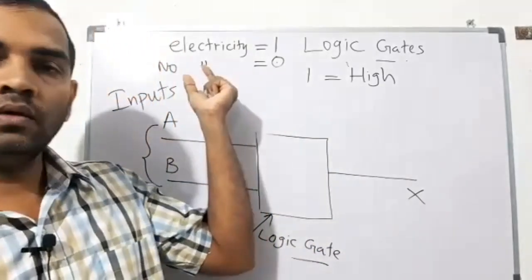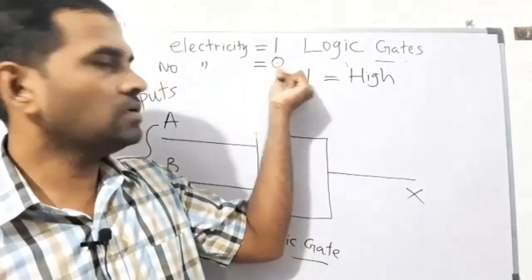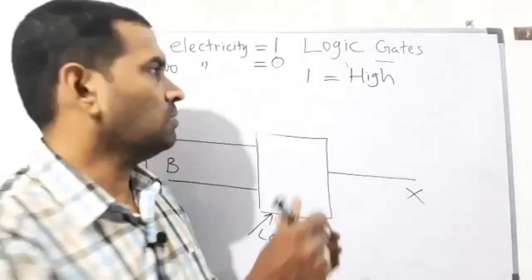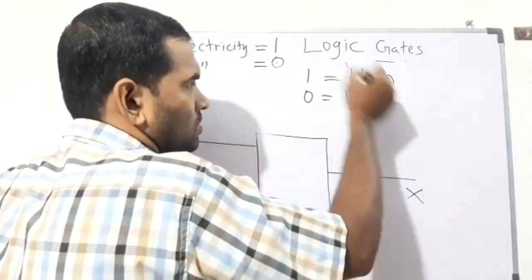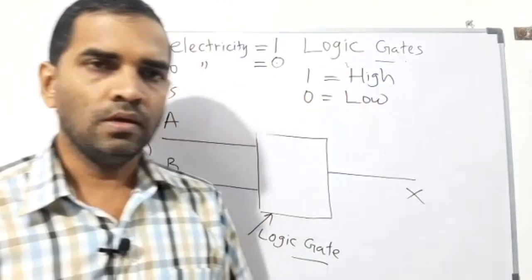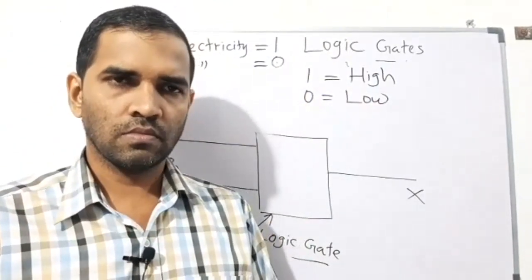Similarly, if a wire doesn't have electricity, I told you that it is 0. At the same time, that can be taken as low. Low means no electricity. High means there is electricity.